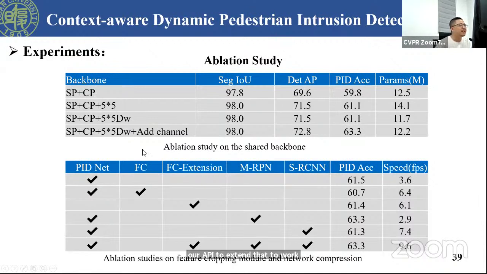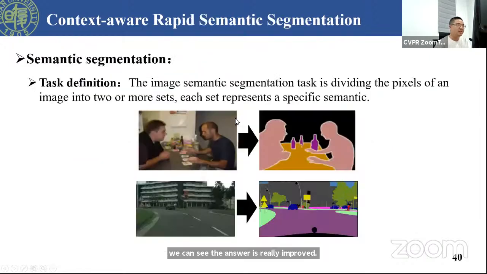we do an ablation study to study the FT module, the spatial path, and the context path, and our 5x5 depth-wise convolution, and other modules. We can see the results consistently improved with the aid of our design modules. And so this is our third work.